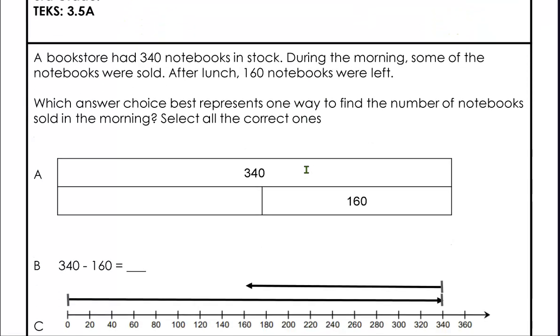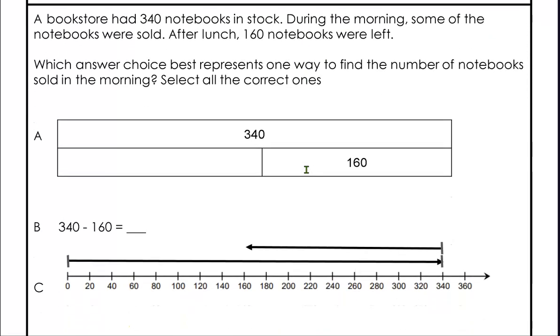Here we go. A bookstore had 340 notebooks in stock. During the morning, some of the notebooks were sold. After lunch, 160 notebooks were left. Which answer choice best represents one way to find the number of notebooks sold in the morning? Select all the correct ones.